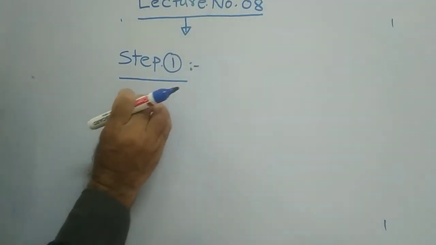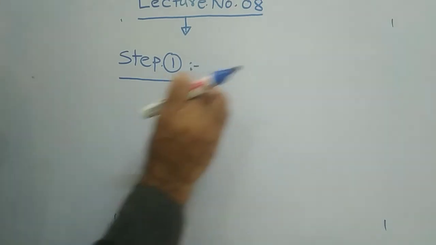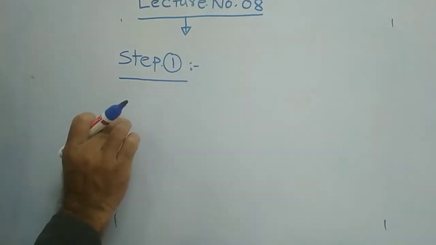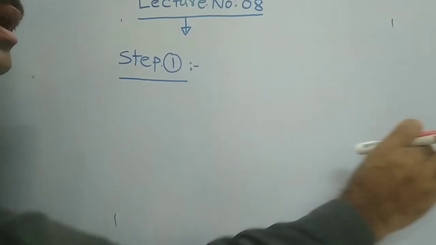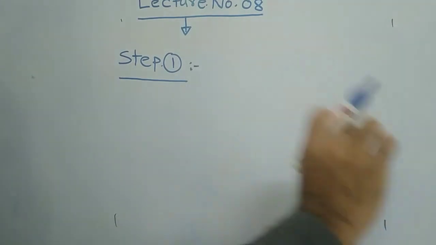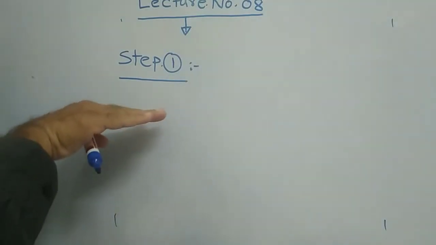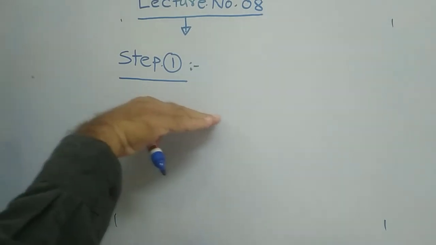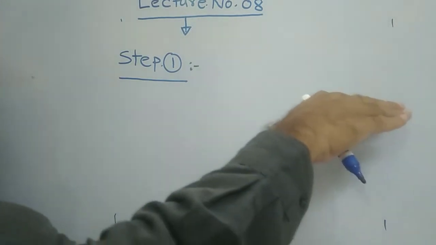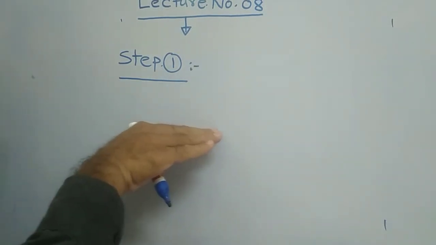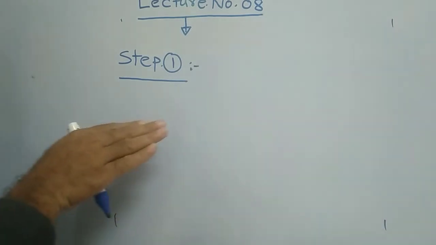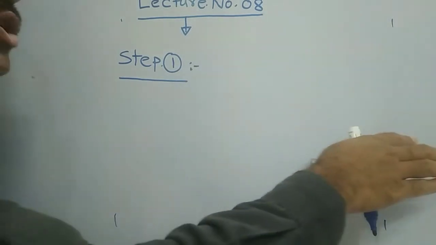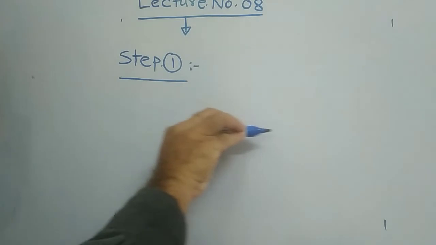Therefore, starting from your input and reaching the output, the signal flows, meaning it travels in a forward direction. It travels towards the destination, from the initial point to the destination point, in a forward direction.